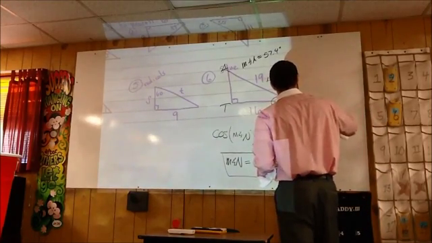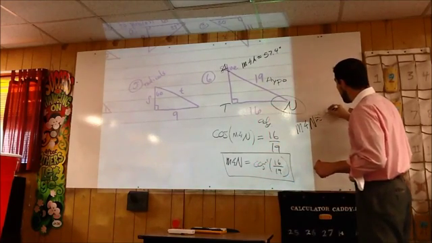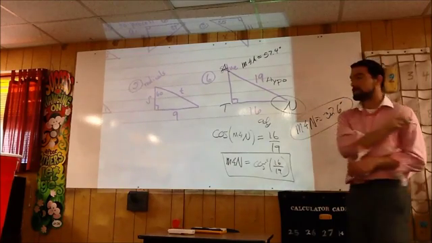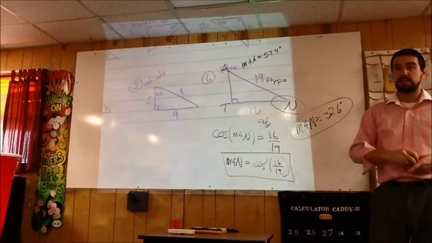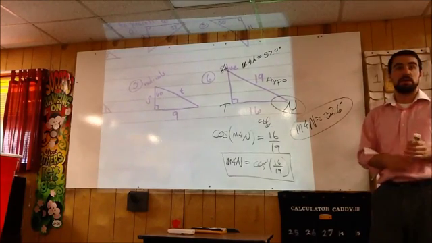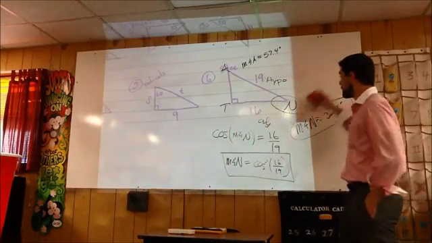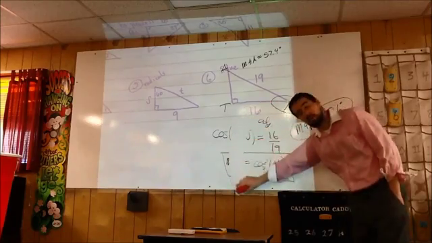Okay, so here's my notation for the rounded answers. I've got the measure of angle n is about 32.6. And I circle my rounded answer. Questions and concerns? Okay.